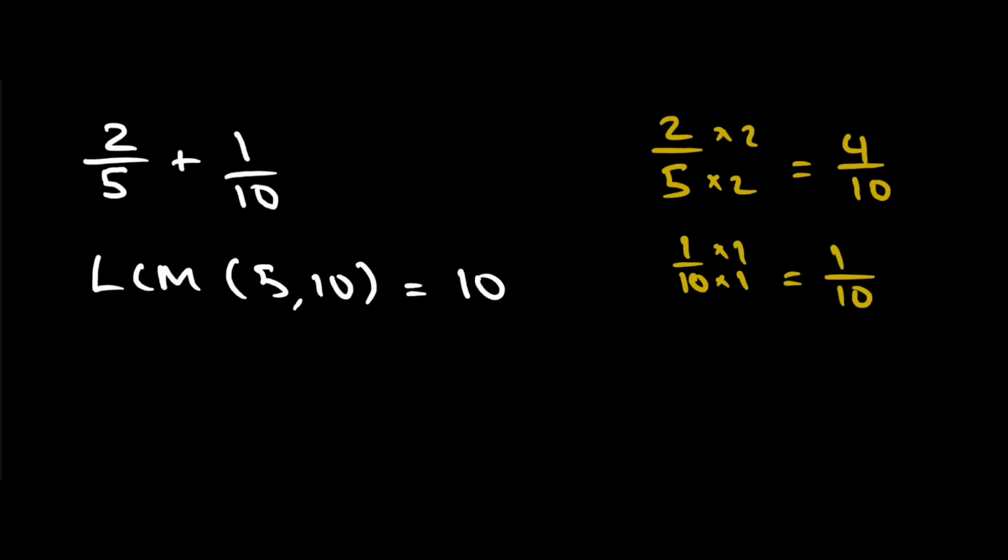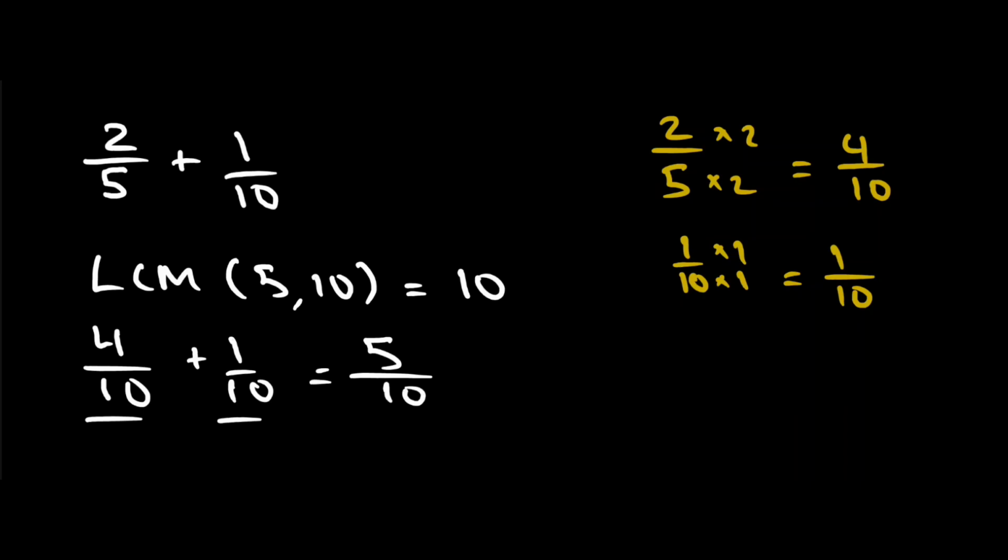Now we have rewritten our fractions. 4 by 10 plus 1 by 10. Now since the denominators are the same, we can add them directly. We'll get 5 by 10. Here we can simplify it. So our final answer will be 1 by 2.